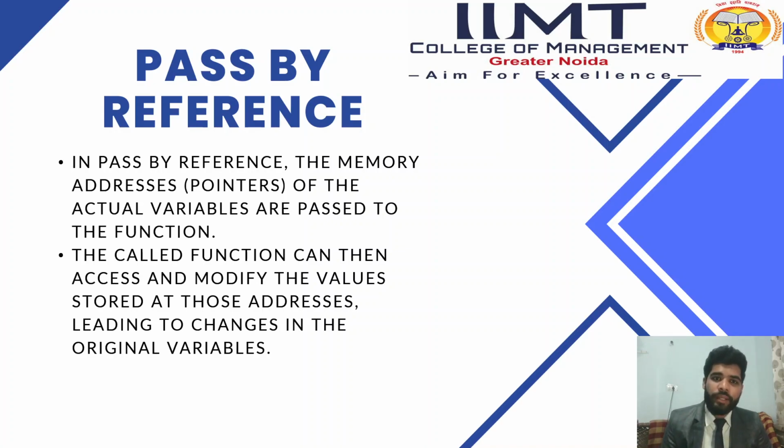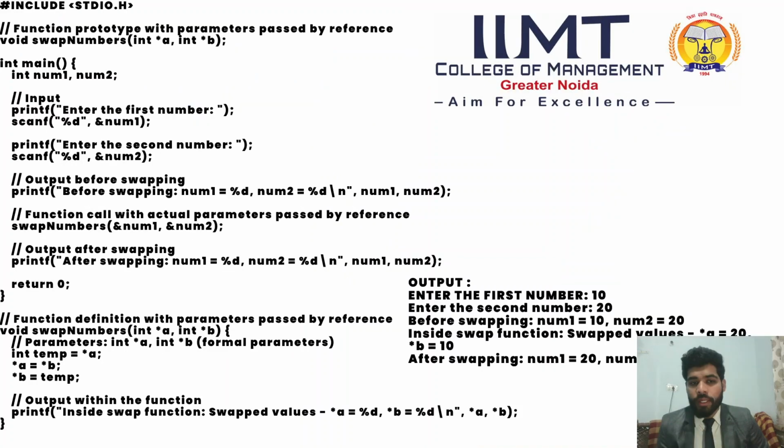Now let's look at this pass by reference with the help of an example. So here we have taken the same example, but in this case we are not going to pass the variables. We are going to pass the memory addresses of the variable. So all the changes made will be permanent. It will reflect on the original variable. Starting from the first line, we have written #include <stdio.h>. That means include the header file stdio.h.